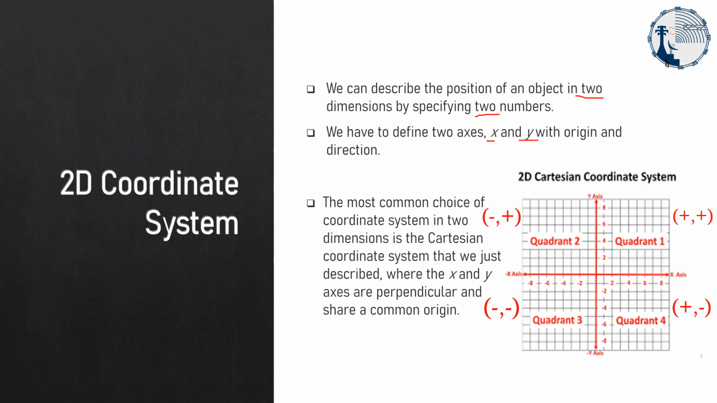For the first quadrant, both x and y are positive. And for the second quadrant, y is positive while x is negative. And for the third quadrant, both x and y are negative. And for the fourth quadrant, y is negative and x is positive.